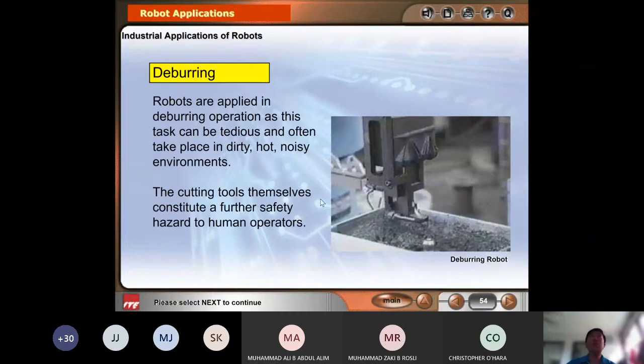Okay, now, deburring is actually very hot and dirty. As per usual, humans don't like to do it. That's why they actually use robots nowadays, and it's very, very fast. Later on, when you see the application, you will see that it's very, very fast.